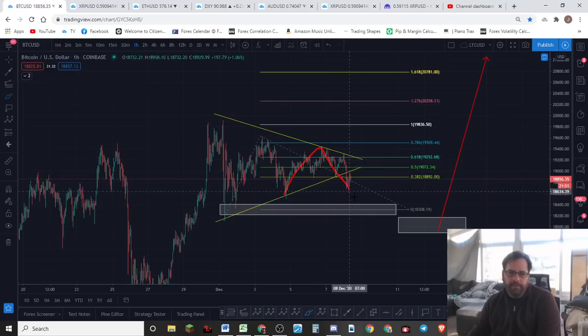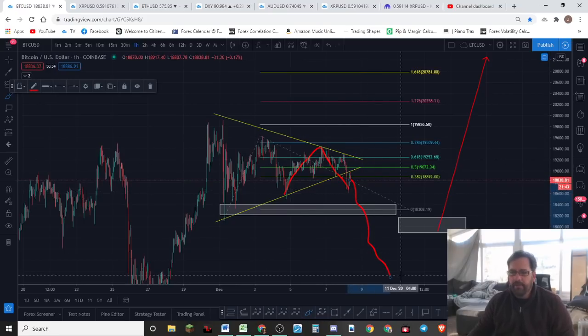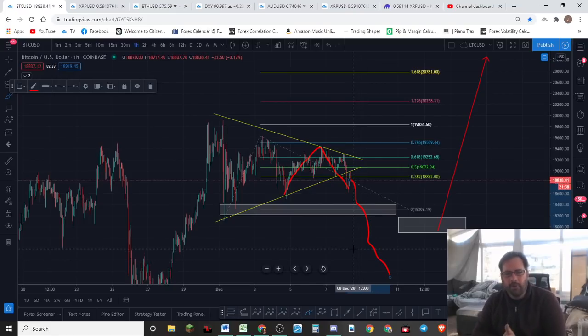The other thing it could be, guys, is that this is a 1-2, 1-2, 1-2, and now we're just heading down for a steep correction. $15,000 is the target for that kind of move. All right, guys, there you go.